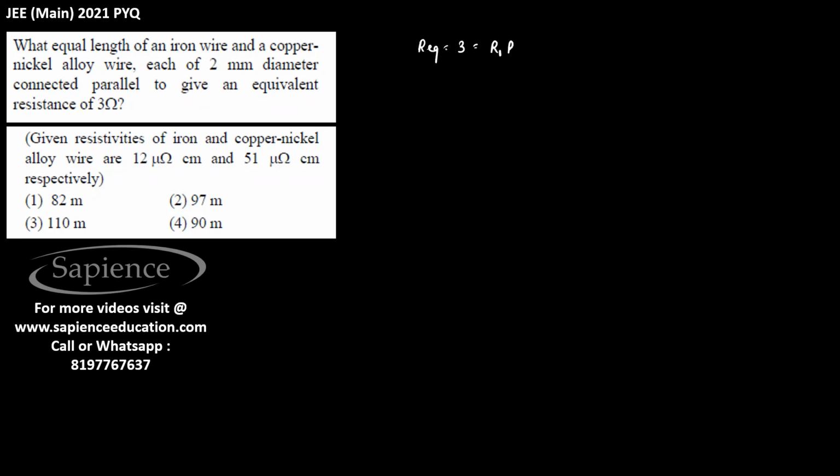So this will be R1 R2 by R1 plus R2. Let's take the first one, that will be an iron wire. In case of iron, R1 will be equal to rho L by A. Rho is different for them, so rho 1, with length taken equal, and the area for this is A. So this will be the resistance. The same way for the copper nickel wire, R2 is equal to rho 2 L by A. Let's substitute all these values.